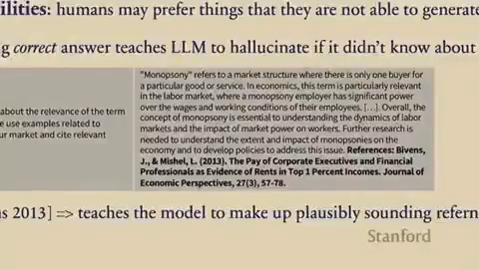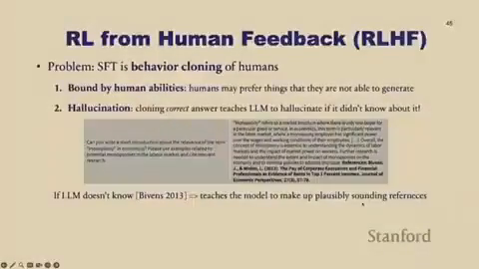But what if the LLM never saw this reference during pre-training? Then it doesn't know that it's a correct reference. So really what you tell the model is to generate or make up some plausibly sounding reference rather than actually tell the real reference that it saw during pre-training. So hallucination might be caused by this SFT. That's problem number 2. Does that all make sense?